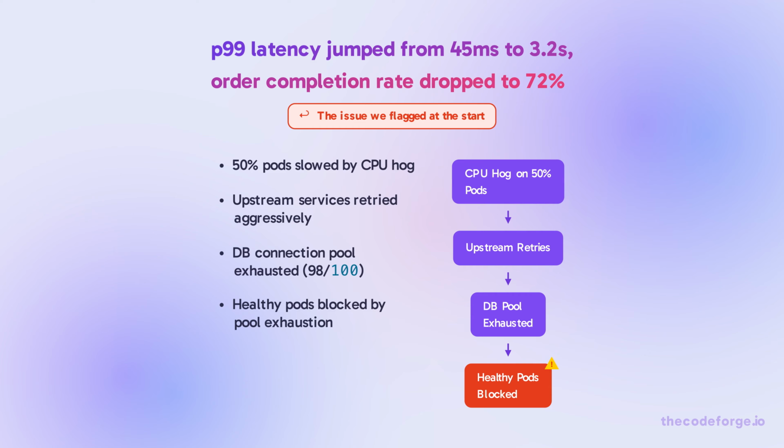The retries exhausted the shared database connection pool. 98 out of 100 connections were in use. The healthy pods couldn't get a connection, so order completion dropped to 72%. The probe only monitored the service endpoint, not the database pool.